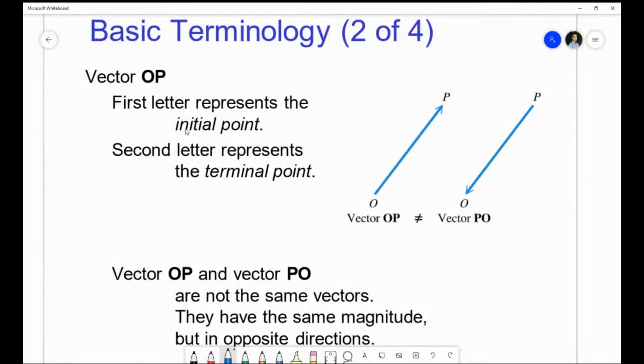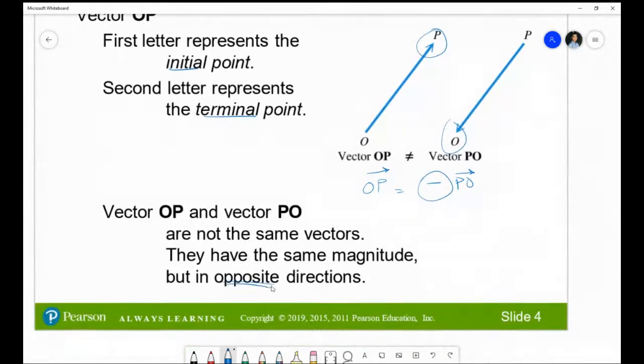Here they just use the terms initial point and terminal point. The terminal point can be any point on this ray. So you can see here, vector OP is not the same thing as vector PO because the direction is different. However, you see that they have the same magnitude but opposite directions. So we can say that vector OP is actually the negative of vector PO. The negative of a vector means that it has the opposite direction.